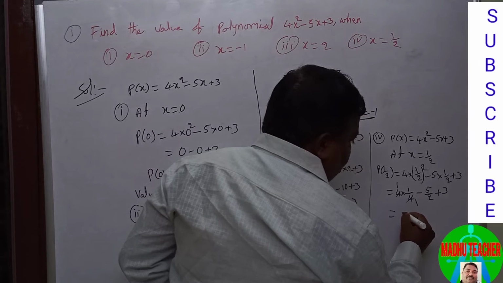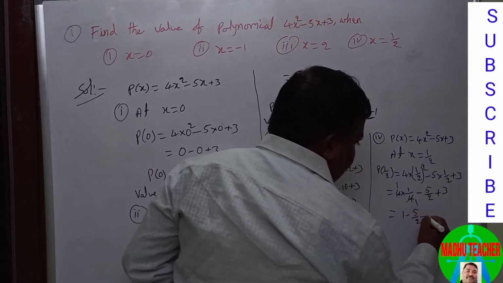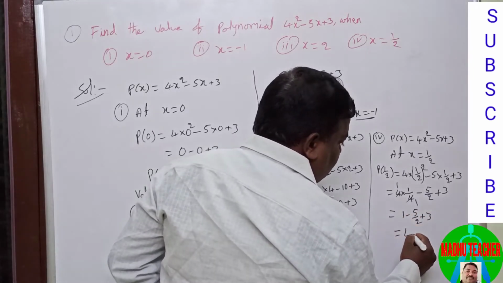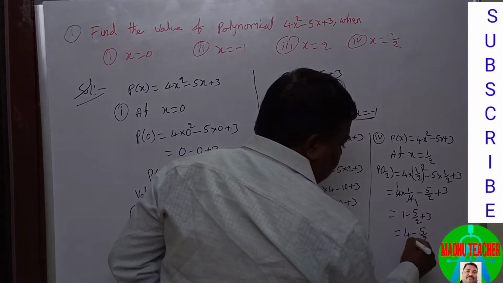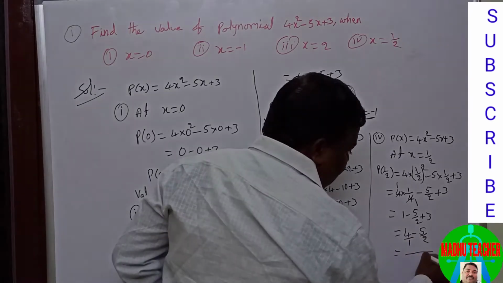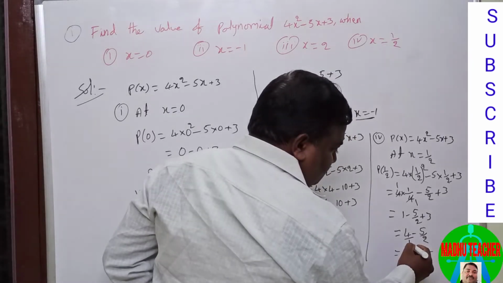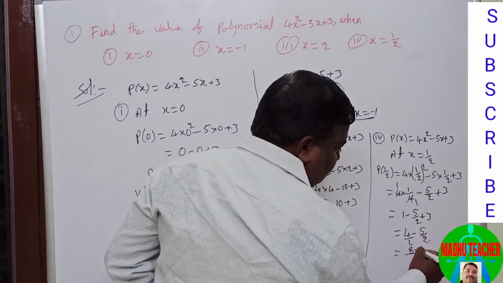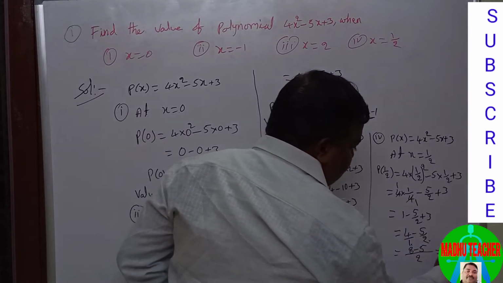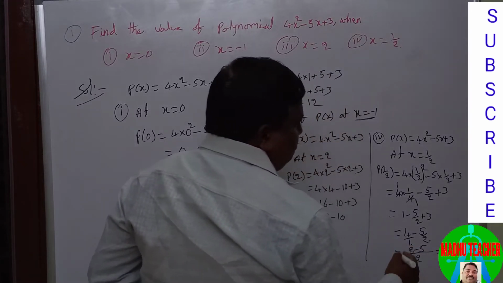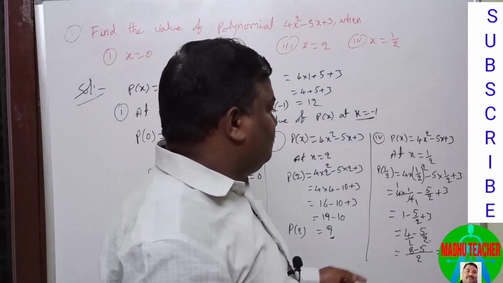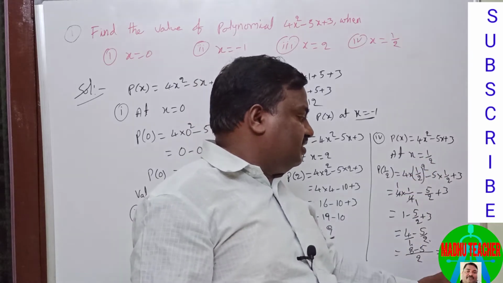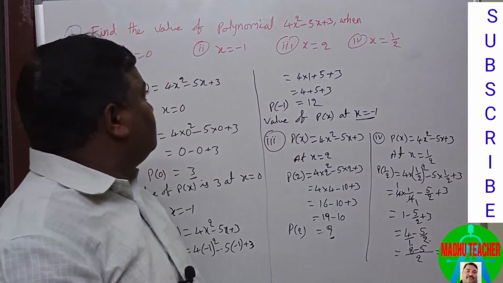We have 1 by 1 is 1, minus 5 by 2, plus 3. So this is plus 1 and plus 3. 3 plus 1 is 4. 4 minus 5 by 2. This is 1, and the LCM is 2. 1 2s are 2, 4 2s are 8, minus 2 1s are 2, 5 1s are 5. That equals 8 minus 5, which is 3. 3 by 2. So that is the value of p of x at x equal to 1 by 2, 3 by 2.